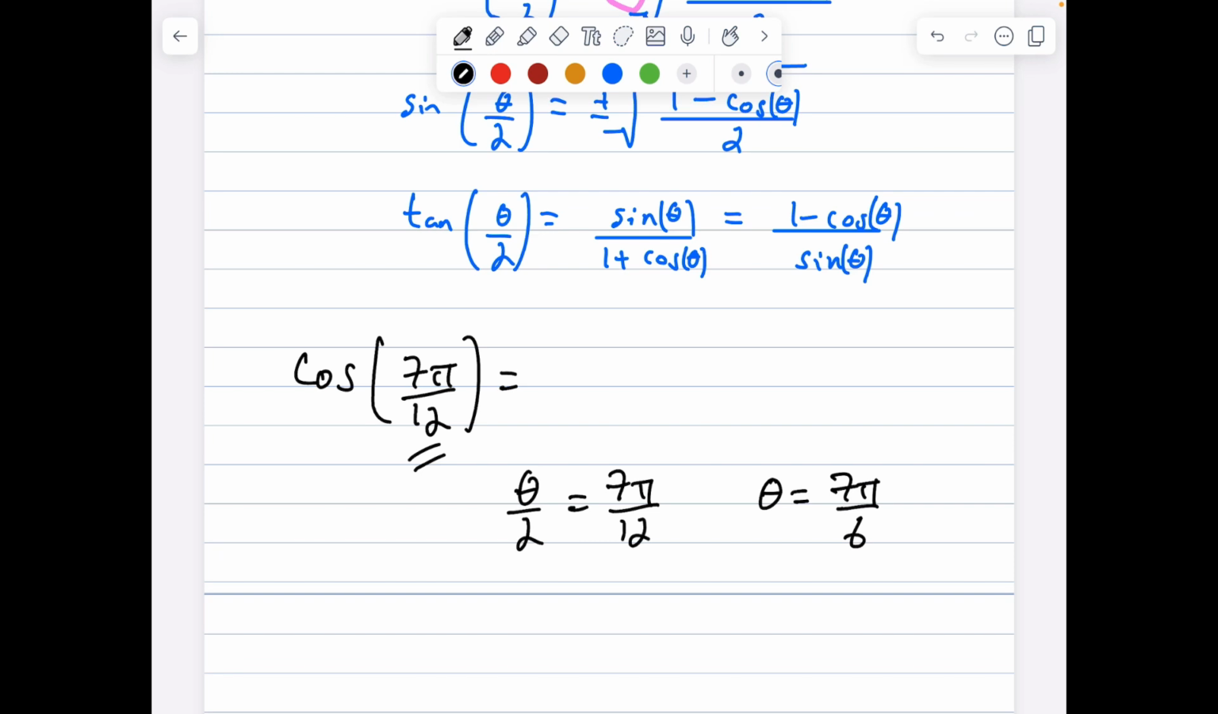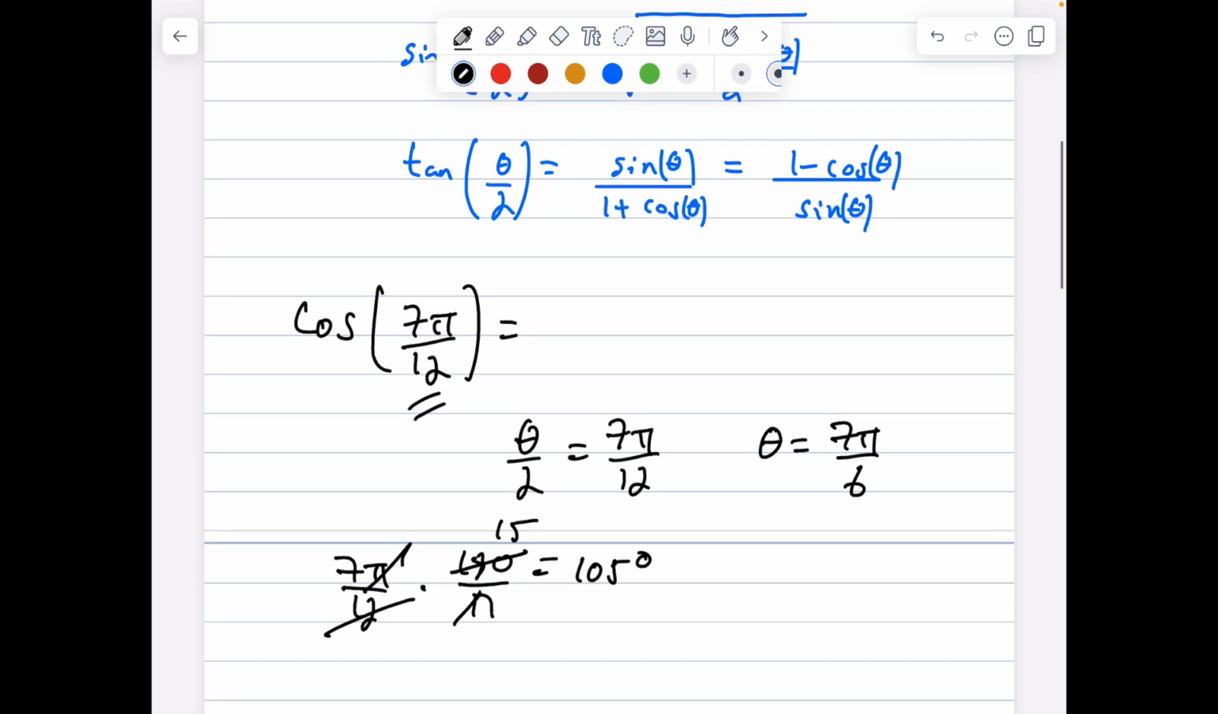Now, if you don't see that or you don't feel comfortable with it, because often you're looking at radians and people aren't familiar with radian measure all that much other than the typical angles that you see on the unit circle, I say, okay, why don't you convert this to degrees for a second? So 7 pi over 12 times 180 over pi. Pi's cancel, 12 goes into 180 15 times, 105 degrees. So you're looking for the cosine of 105 degrees. So 7 pi over 12 is equivalent to 105 degrees.